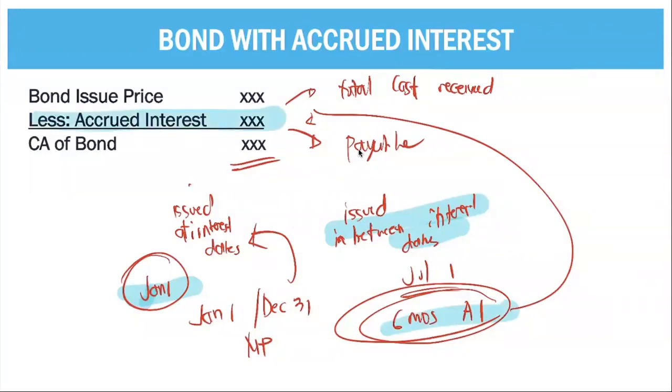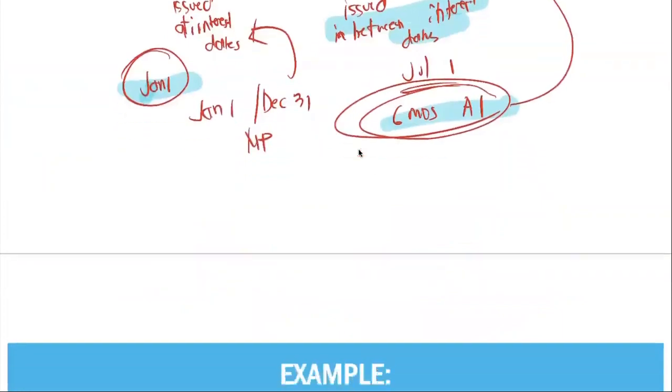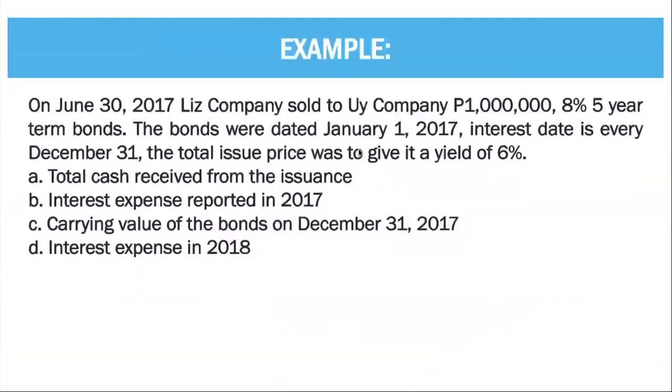Okay, so let's try to answer number 3 of your activity. On June 30, 2017, Leeds Company sold to UI Company 1,000,000 8% 5-year term bonds. The bonds were dated January 1, 2017. Interest date is every December 31. The total issue price was to give it a yield of 6%.